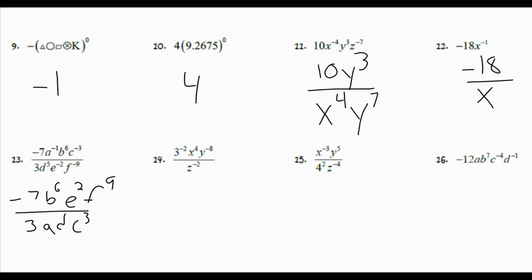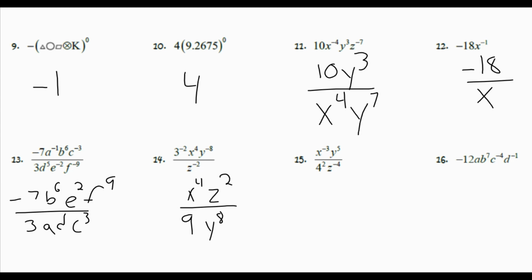Number 14, 3 to the negative 2, x to the 4, y to the negative 8 divided by z to the negative 2. Again, anything with a negative exponent will change positions. So 3 to the negative 2 would go into the denominator, which would be 3 squared, which is 9. x to the 4 would stay in my numerator. y to the negative 8 would go to the denominator. And then z to the negative 2 would change to the numerator. So we have x to the 4, z squared divided by 9y to the 8.